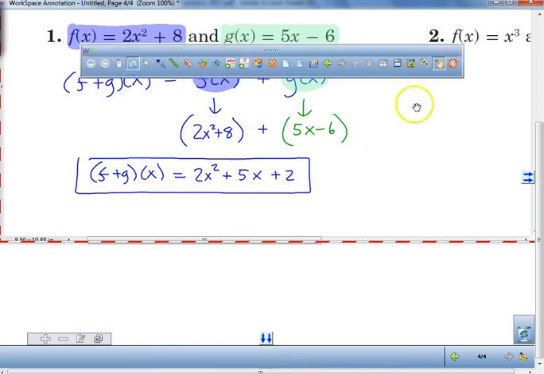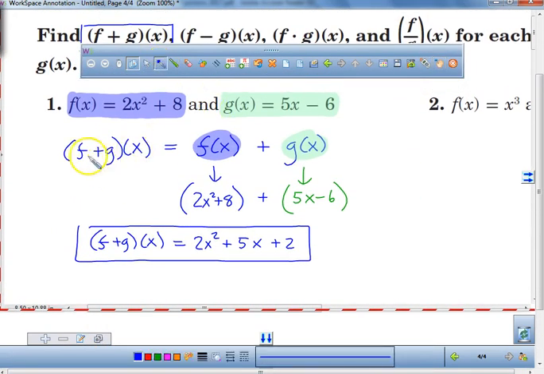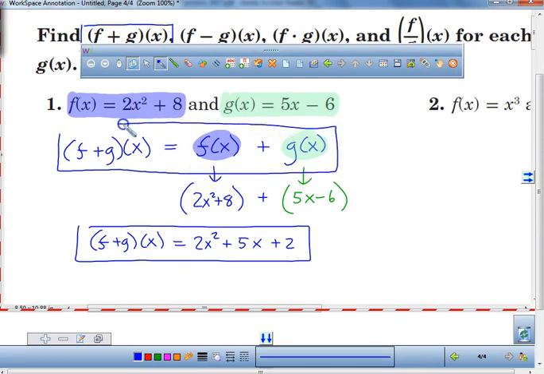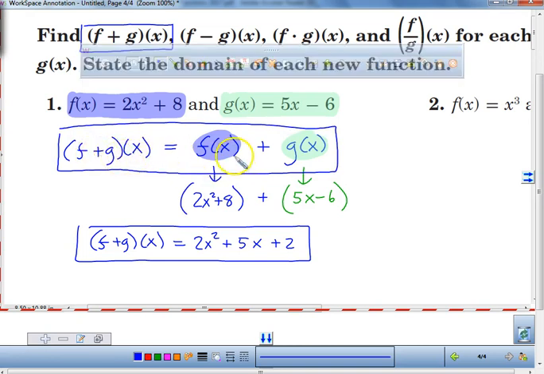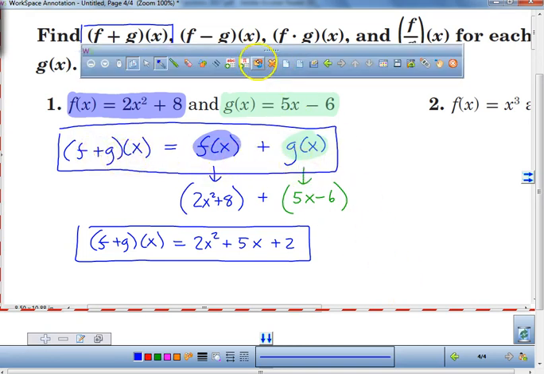Now, before we move on to the next one, I want you to make sure that you guys have this portion right here in your journal. So when you're looking for the sum of two functions, you've got to make sure you add them together. So make sure you have that.